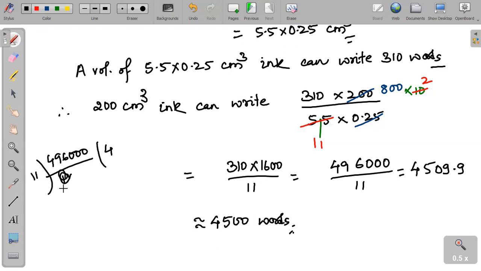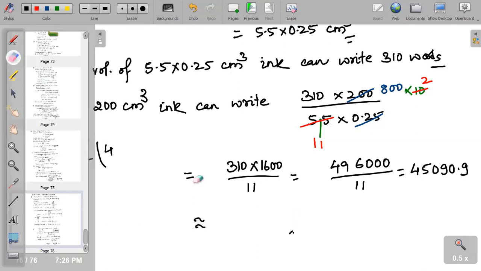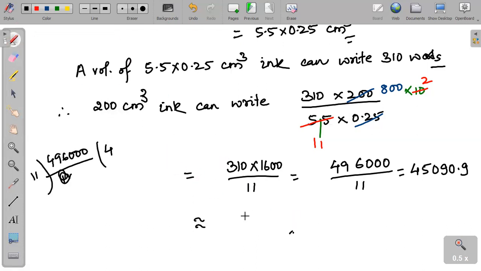So divide both by 11, 4, 0.5. Here it is 0.9, right? Yes, okay, one more decimal was left out, I felt. So it will be 4 and 3 zeros, it's 45,000 and 0 zeros 90, right, 090.9. Yeah, so this is going to be close to 45100 words. This is 90 words, so it can be considered as 100.